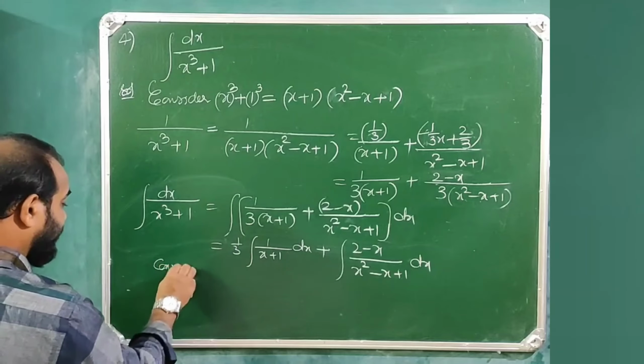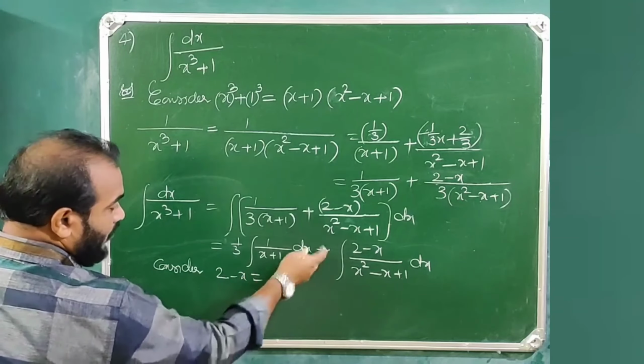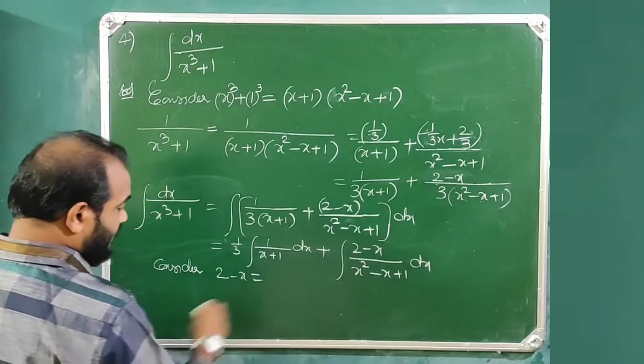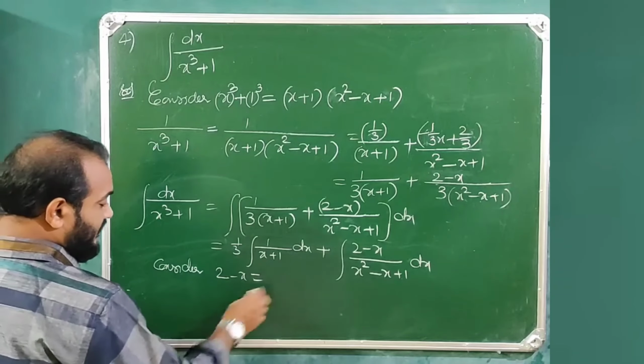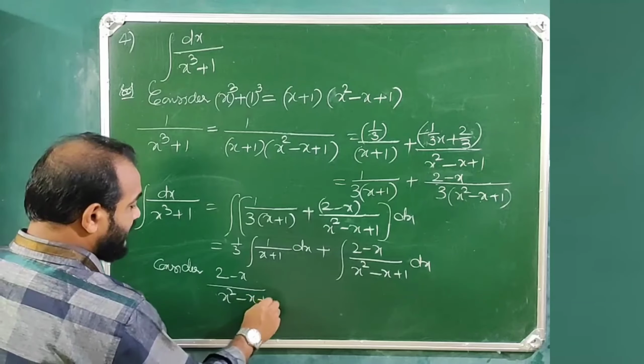So in that way, let us solve this. Consider 2 minus x now. So 2 minus x is equal to, consider 2 minus x by x square minus x plus 1.